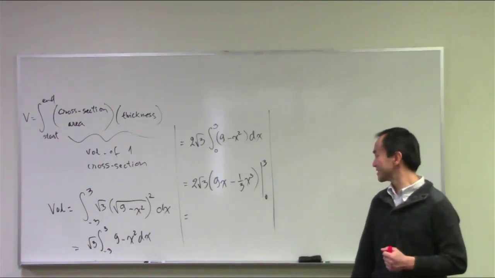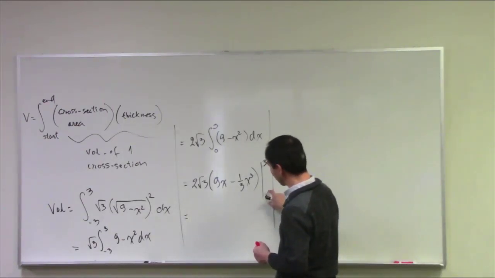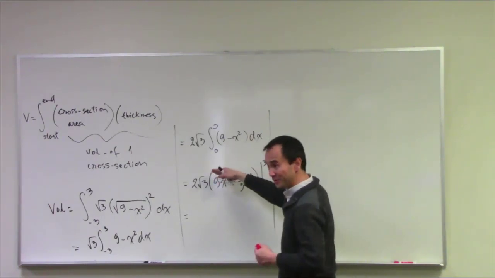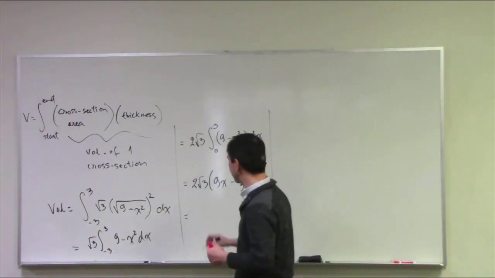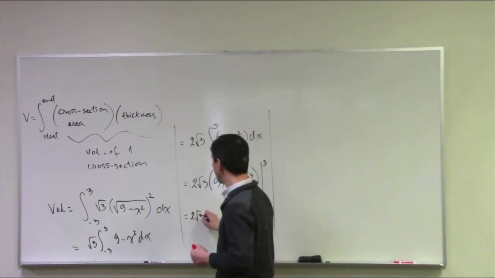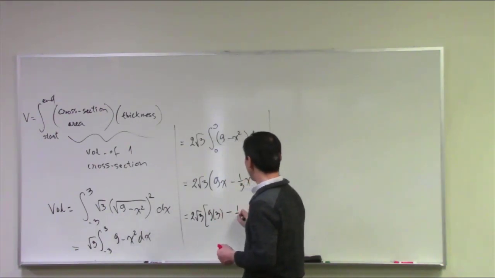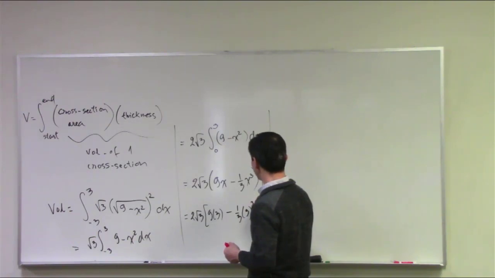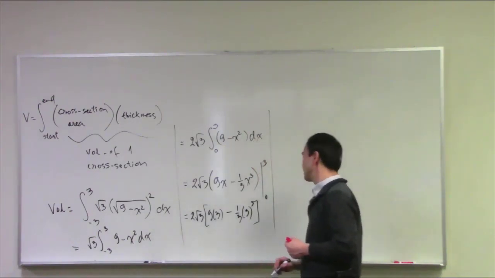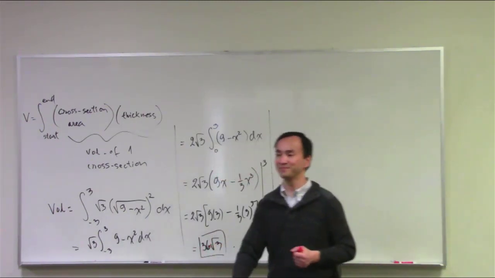Right? Now the 0, that's where we can do some work. The 0 part here is going to make it all 0. Right? We only need to substitute x equals 3 into our antiderivative here. So 2 square root of 3 times 9 times 3 minus 1/3 times 3 all cubed. Okay. Right? And so it should come out to 6 square root of 3. Right? You can double check my math.